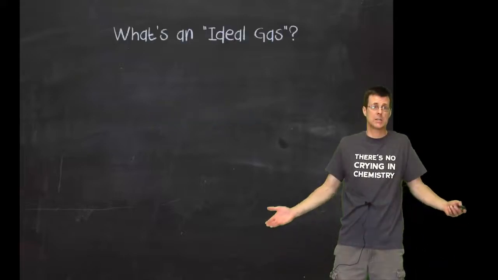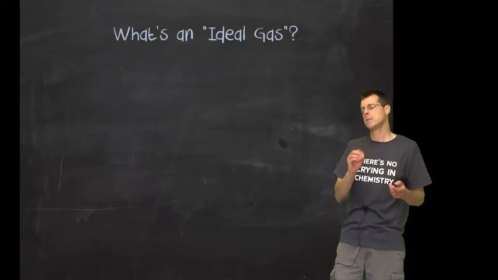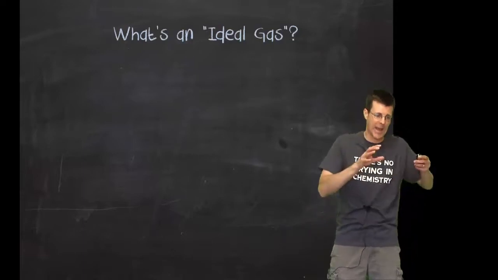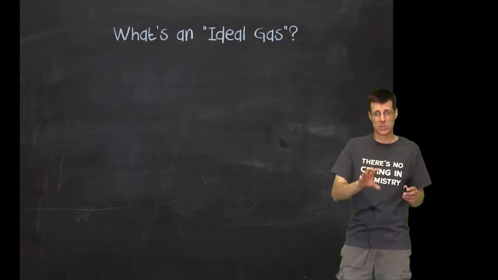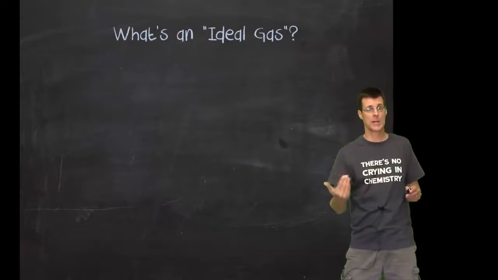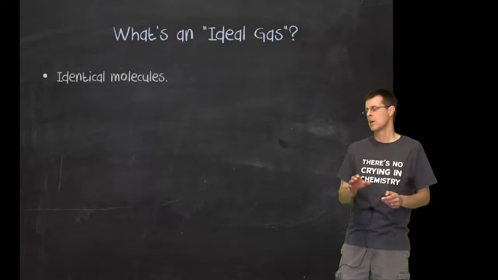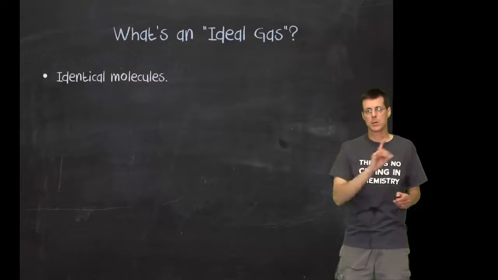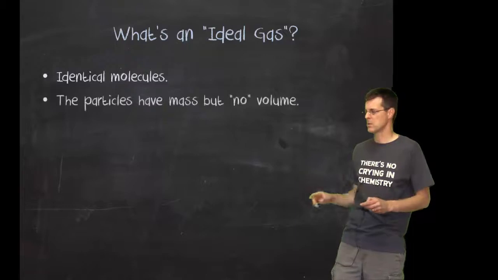Okay, what's an ideal gas? Because if it's a law for ideal gases, what's an ideal gas? Well, an ideal gas is something that doesn't actually exist all the time. So the ideal gas law, as we do it, will only give us an approximation for reality. But the properties of an ideal gas: the molecules are identical. Well, they aren't always, but we won't worry about these things.